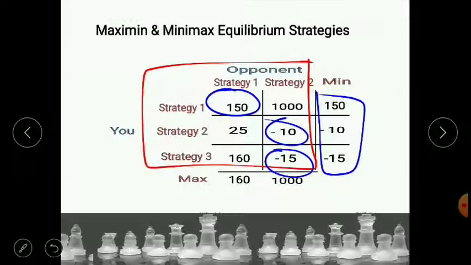And the maximum in the column is 160, and in the second column the maximum is 1000. So you can see here the maximum value is 160 in the first column and 1000 in the second column.